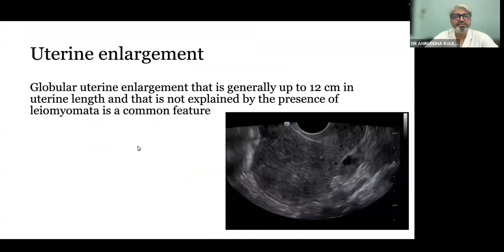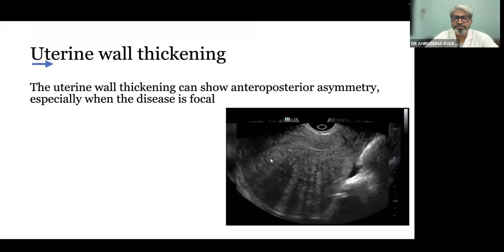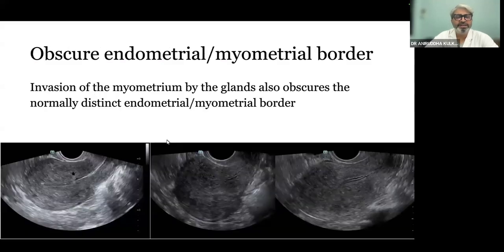Now, the first feature in case of adenomyosis can be uterine enlargement. There is a globular enlargement of the uterus, which may be increased up to 12 centimeters in size, which is typically not explained in cases of leiomyoma. The uterine wall can be asymmetrically thickened and associated Venetian blind kind of shadowing may be seen. This uterine wall thickening, anterior-posterior asymmetry, is a typical feature of the disease and it can be focal on many instances. Obscure endometrial and endomyometrial border or endomyometrial junction is one of the hallmark features.